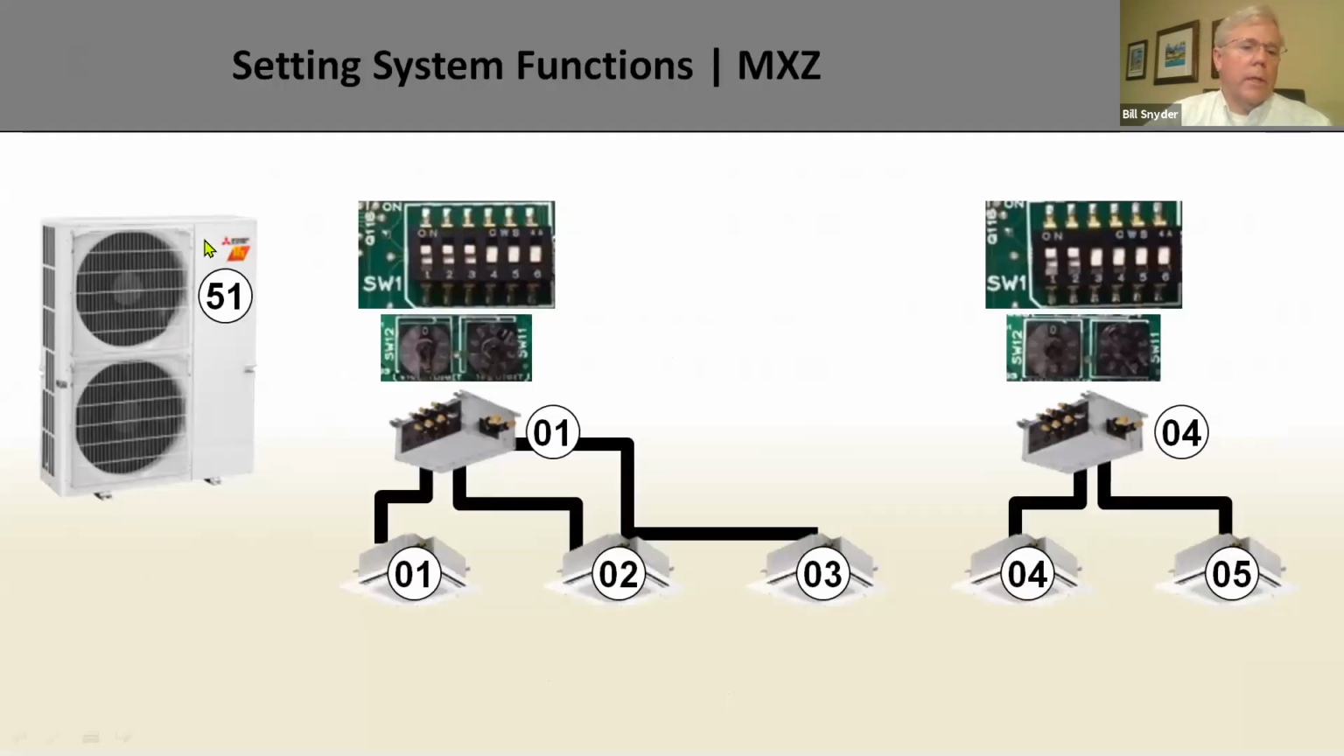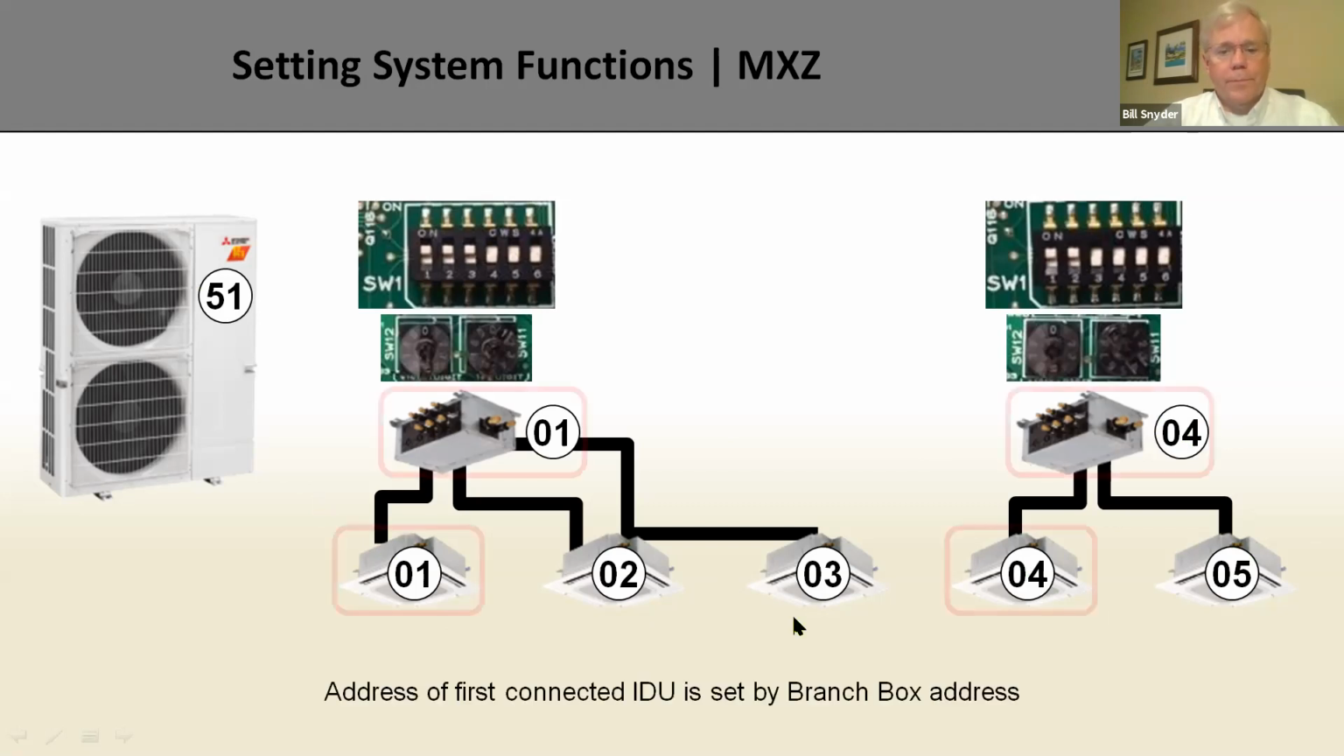So they're telling you to set the outdoor unit for 51, the branch box for 1. The indoor units configure themselves as 1, 2, 3. The other branch box would be set for like 4, or if there's a 3 zone and a 5 zone, this would be set for 4 and it would go 4, 5, and 6. You don't have to do these settings here. This will do automatically, but you do have to set the address on the outdoor unit and on the branch box.